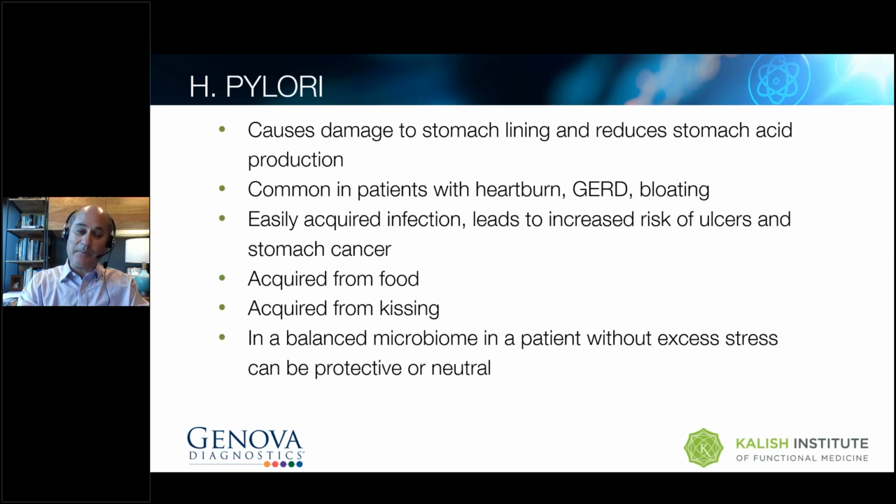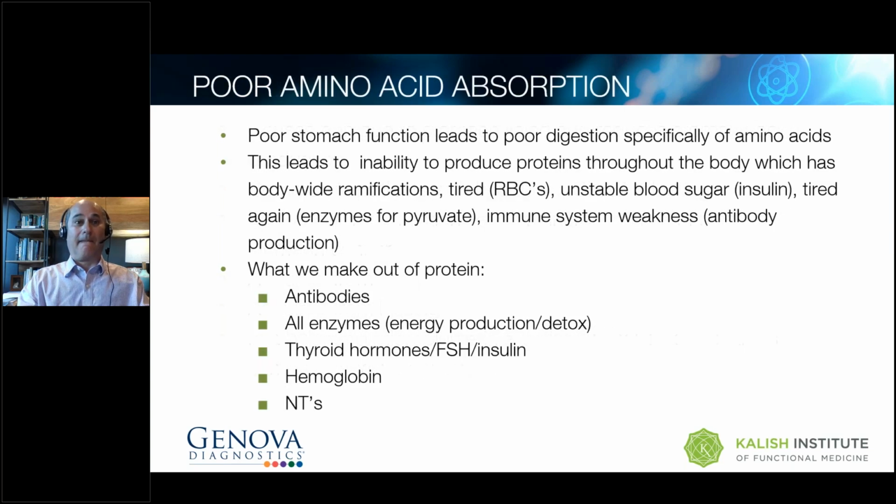And yet in some people, the effect of that is not noticed for a long period of time, okay? If you don't have stomach function that's optimal because you have this H. pylori problem from 15 years ago, maybe your digestion is a little off, but you don't really think about it, you're going to start to have a malabsorption syndrome. You're not going to absorb amino acids very well. And what do you make out of amino acids? Well, here's a little list. Antibodies, that's important. Enzymes, thyroid hormones, FSH, insulin, hemoglobin is made from amino acids.